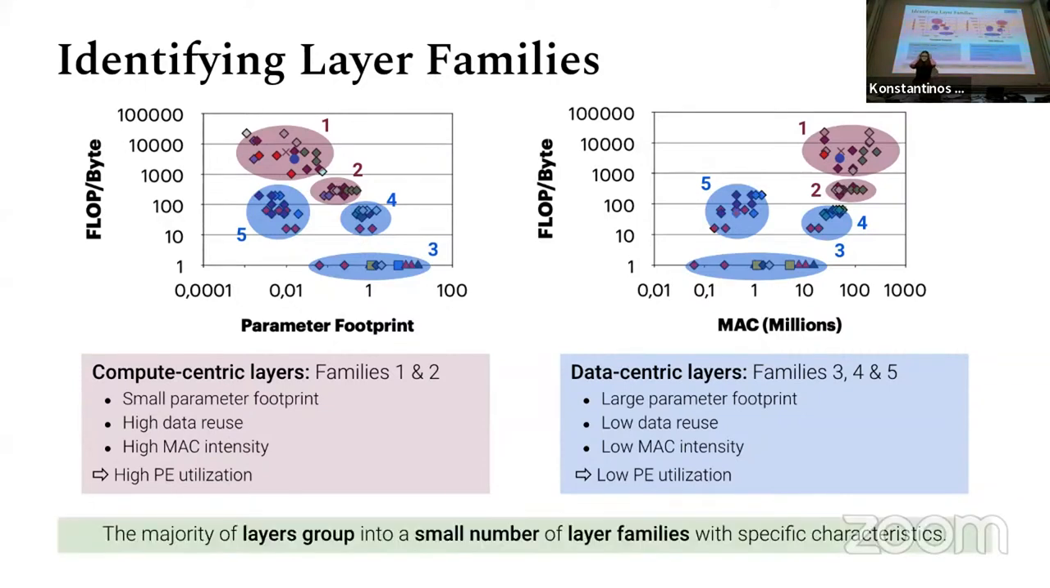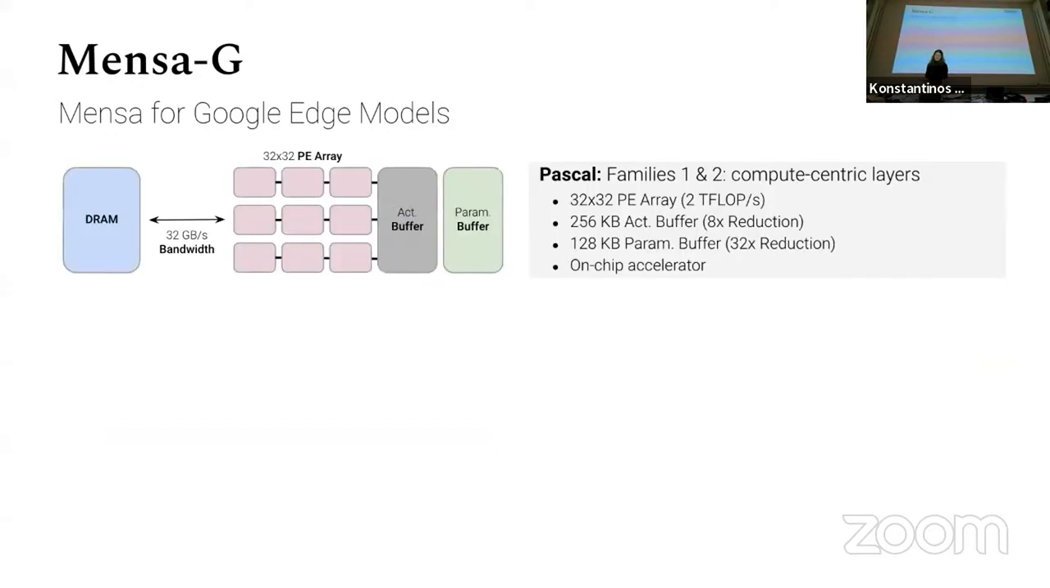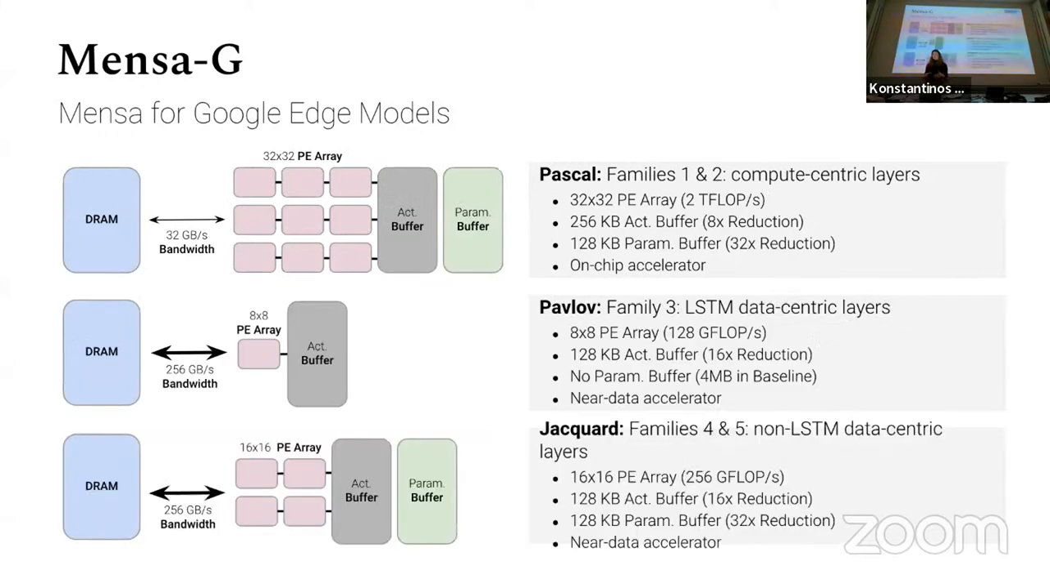As I've said, it's very interesting to see that the majority of these layers group into these families. But what do we do with this conclusion? This conclusion was used by the paper to design Mensa-G for the Google Edge models. And it used these families to come up with three different heterogeneous accelerators, which are called Pascal, Pavlov, and Jacquard.